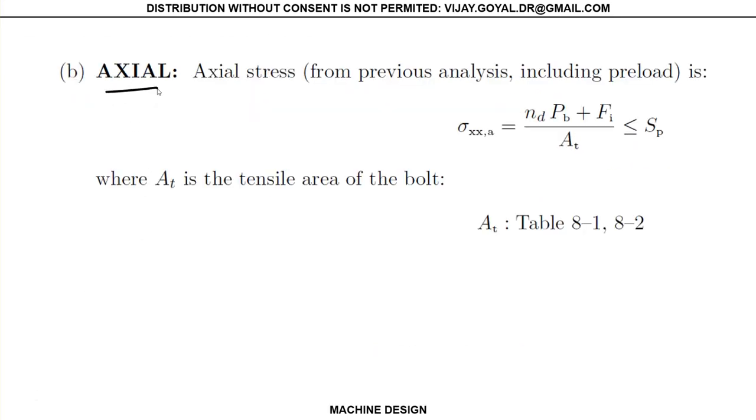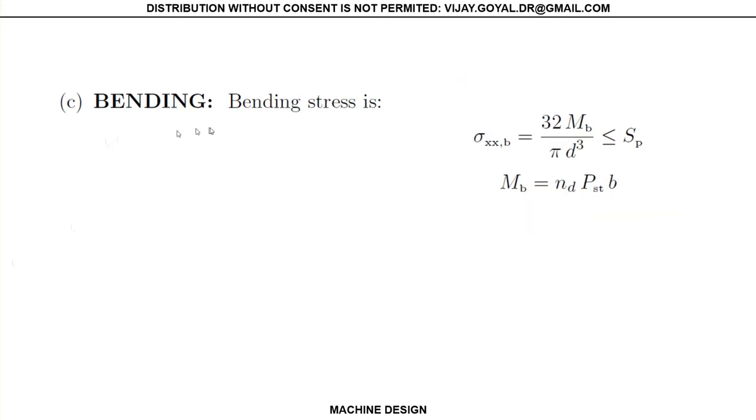For the axial stress, you want to make sure AT comes from this table as usual. This is just like the previous example that we did for tensile loading. You want to make sure that this load is less than SP. Then the last case is bending. Bending is given by this equation, and the bending in your fastener is given by ND times B. This is your design factor. Don't forget that, and this has to be less than SP.